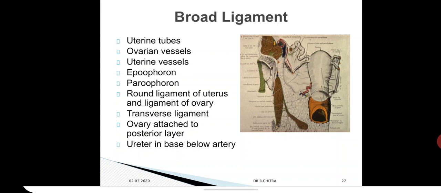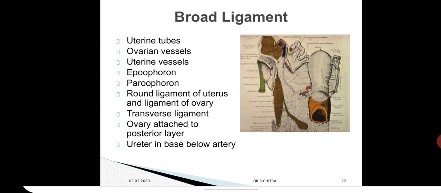Broad ligament contains so many structures, as I told: uterine tubes, vessels, that is the uterine vessels and the ovarian vessels. Ligaments are the round ligament of the uterus, ligament of the ovary, transverse ligaments. The visceral ovary is attached to the posterior layer of this broad ligament. Ureter is in the base below the artery, and it also contains the epoophoron and the paroophoron. What are they? Epoophoron and paroophoron are the remnants of the mesonephric tubules and part of the mesonephric duct.